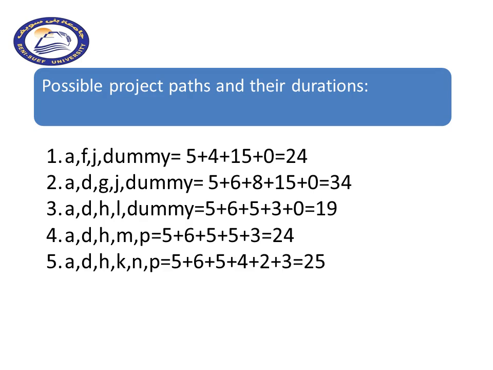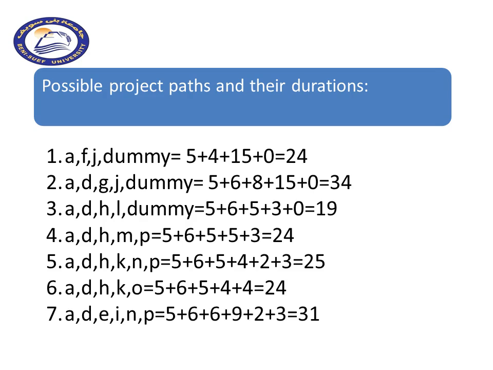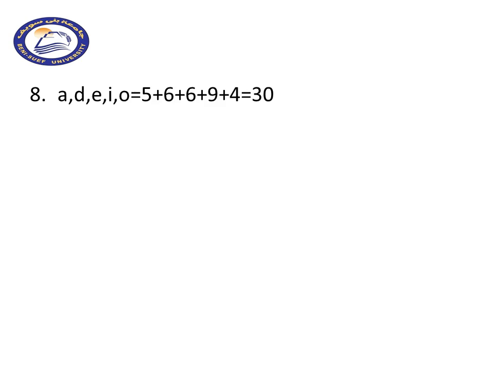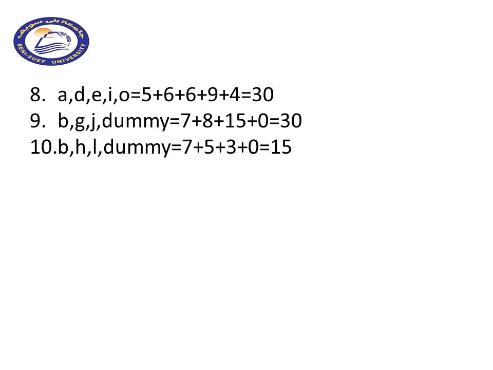Path number 5, A, D, H, K, N, P, with 25 points in time. Path number 6, A, D, H, K, O, with 24 points in time. Path number 7, A, D, E, I, N, P, with 31 points in time. Number 8, A, D, E, I, O, with 30 points in time. Number 9, B, G, J and dummy, with 30 points in time.